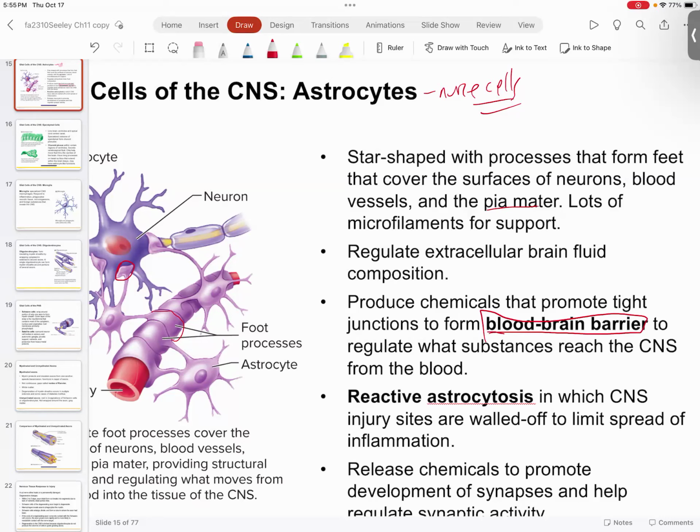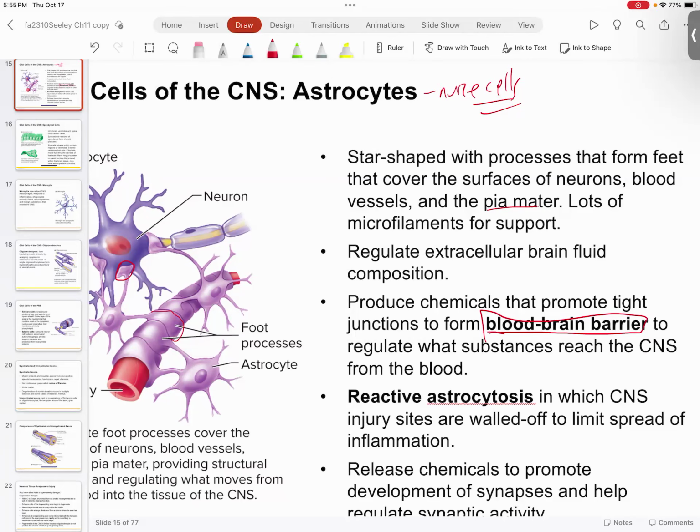Sometimes when you hear the term blood-brain barrier, especially when you hear doctors and researchers talking about it, it sounds a little abstract, right? I mean, it doesn't really sound obvious what it is. And this is what it is. This basically is the blood-brain barrier.